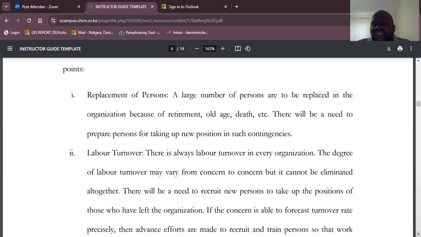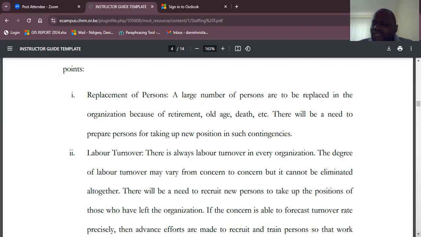Then the other one is old age. Sometimes when you continue growing, you become old, and those activities that you used to do as a young person might be difficult to do when you are old. So if old age catches up with you, you will be required to leave the organization because you no longer are active or productive. Therefore, that can also lead human resource to replace a person. And sometimes you might be working in an organization, then all of a sudden, because of reasons beyond us, you end up dying while working for that organization. In such contingencies, you will be required to replace those persons.